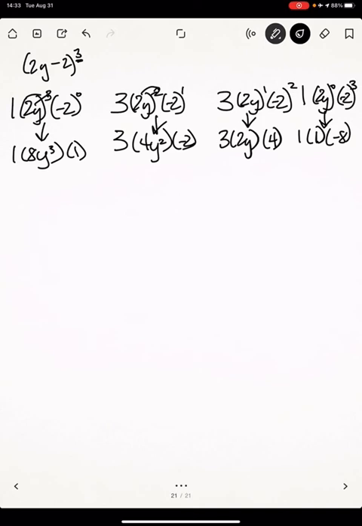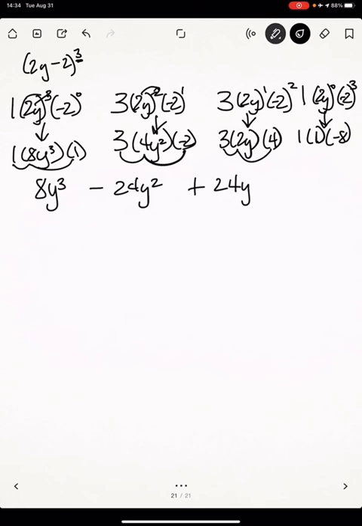This time, instead of having 2 numbers, we got 3 numbers because we got this coefficient here. So we got 1 times 8 times 1. So 1 times 8 times 1 is 8. Then bring down the y to the 3rd. Then we have 3 times 4 times negative 2, which is going to be negative 24 y to the 2nd. And then 3 times 2 times positive 4 gives us positive 24 y. And then lastly, 1 times negative 8 is negative 8. And that's our final answer.